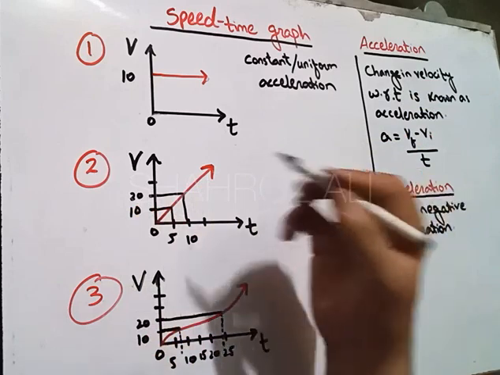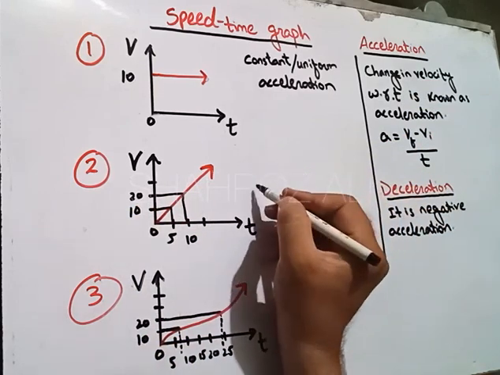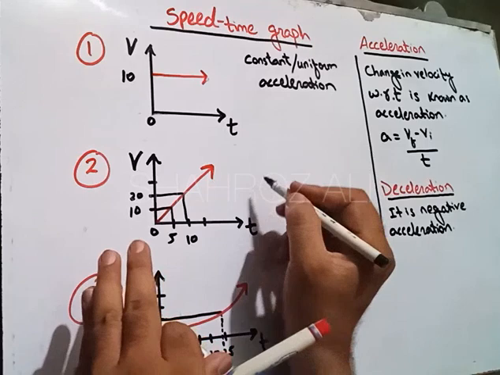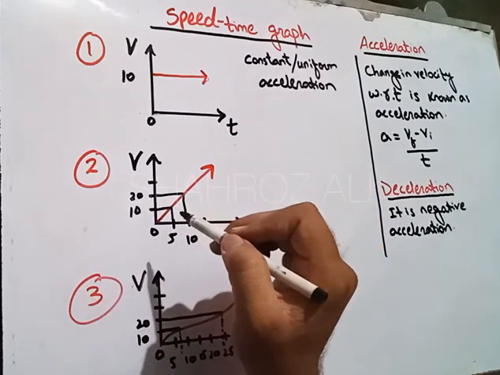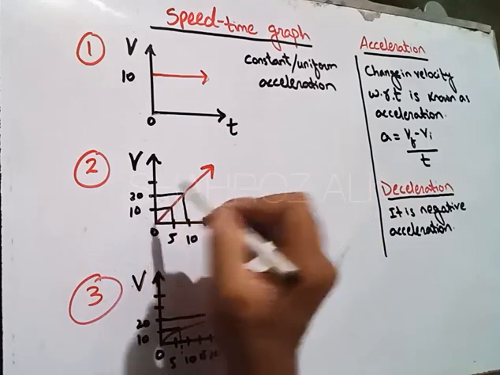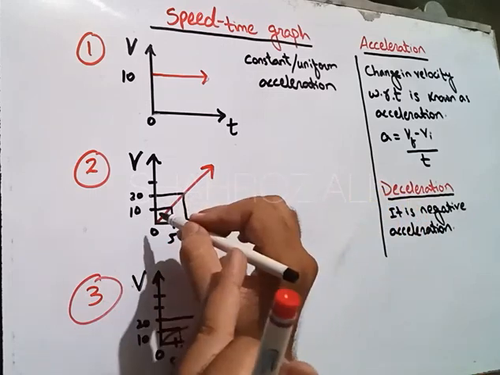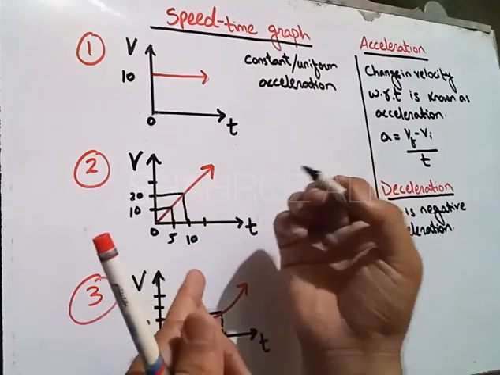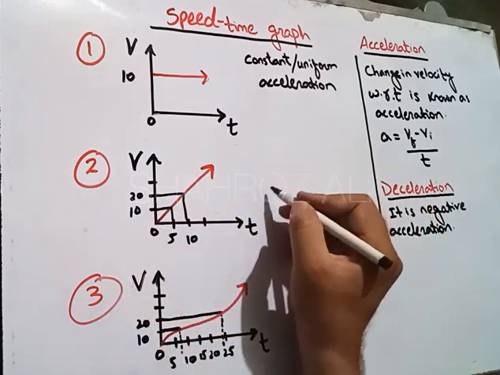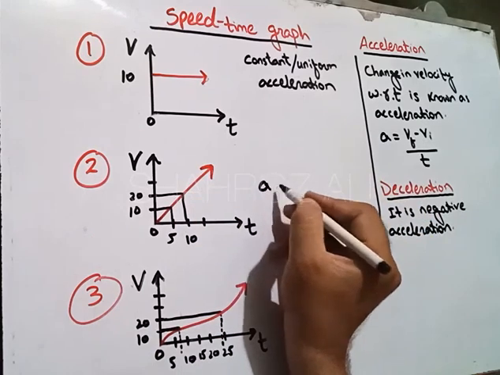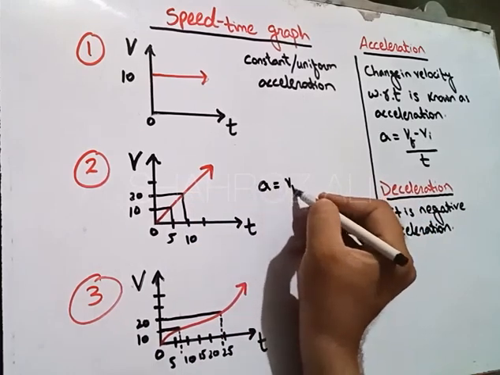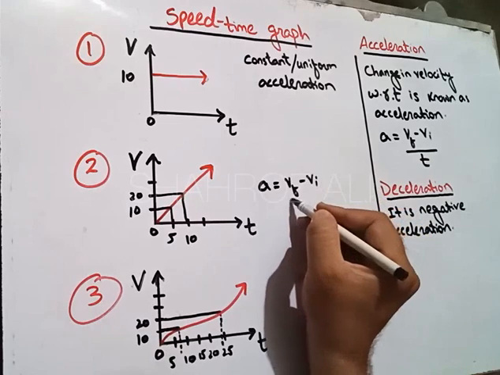Now we want to calculate it. Suppose I want to calculate the velocity of these two points, 10 and 20. Because velocity is changing from 0 to 10, 10 to 20, suppose I am taking 10, 20 and 10. Now what is the equation of the acceleration? Acceleration is equal to Vf minus Vi over t.